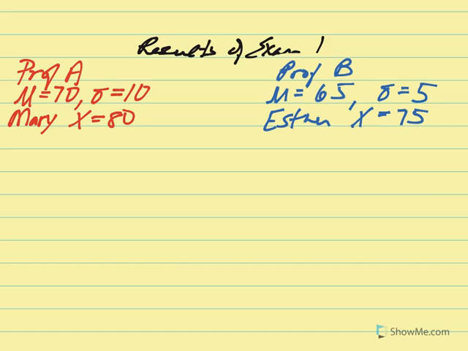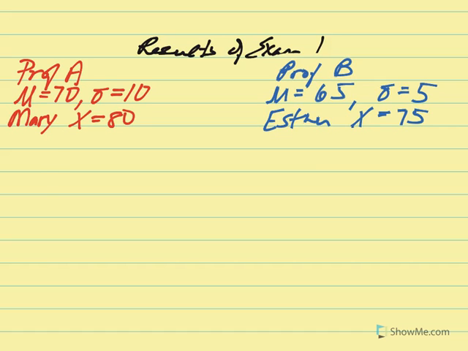So at face value, it appears that Mary did better, and she may say to her friend, well, I'm smarter than you, and this is demonstrated by my score of an 80, and you just got a 75. And that would be an incorrect comparison because these two distributions are different. They don't have the same mean, nor do they have the same standard deviation. So you can consider them as apples and oranges being compared, which is an unfair comparison.